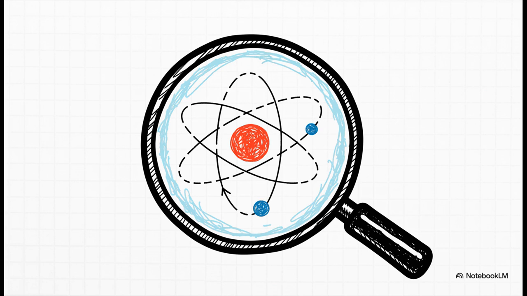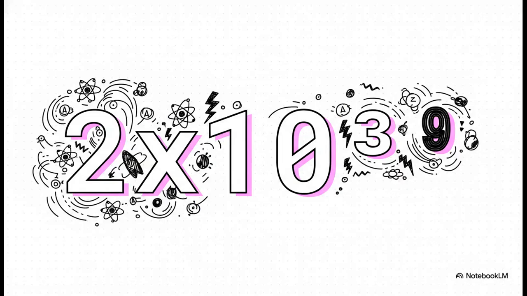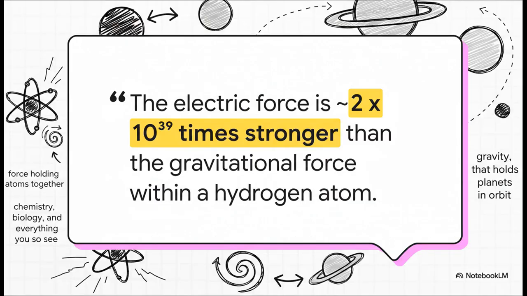Let's take that law and apply it to the absolute smallest scale we can imagine, the building blocks of matter itself. Let's look inside a single, simple hydrogen atom with its one positive proton and one negative electron. Okay, you ready? Inside that one tiny atom, the electric force that's pulling the electron and proton together is about this much stronger than the force of gravity pulling them together. That's a 2 with 39 zeros after it. I mean, just look at that number. It is a number so big, it's almost meaningless.